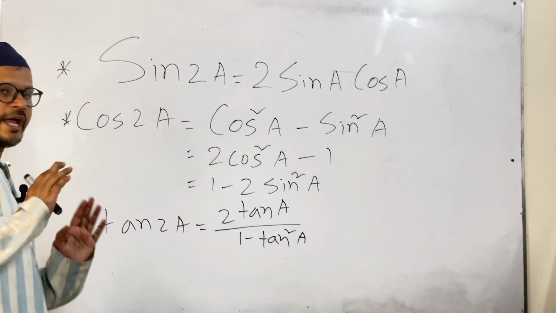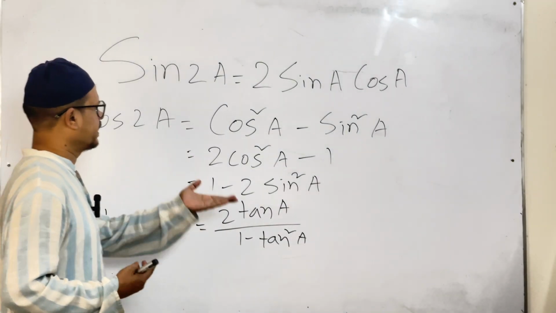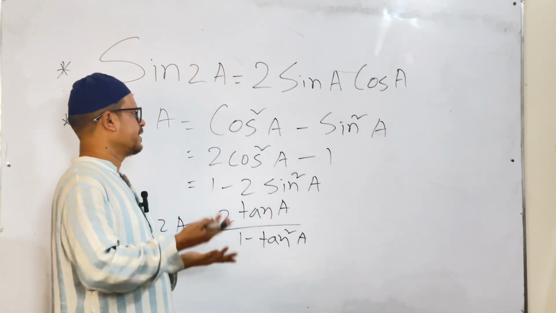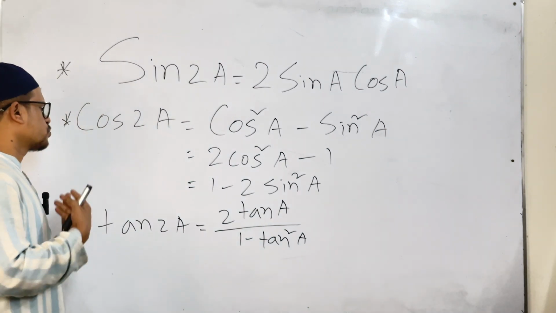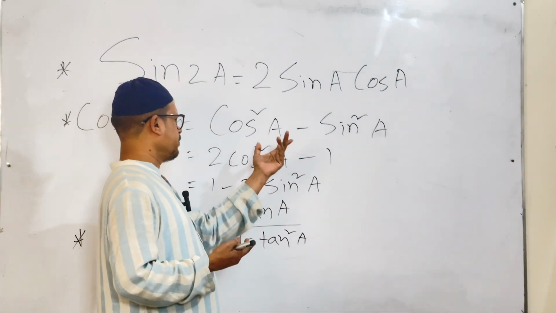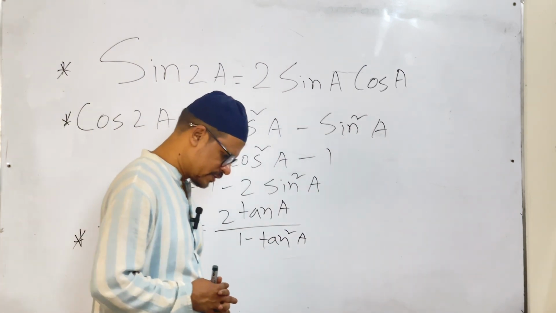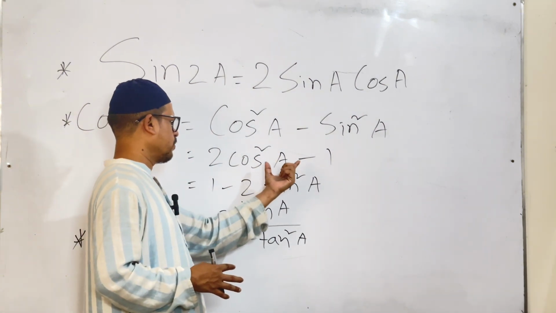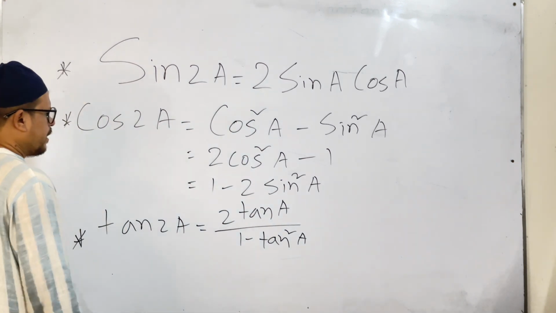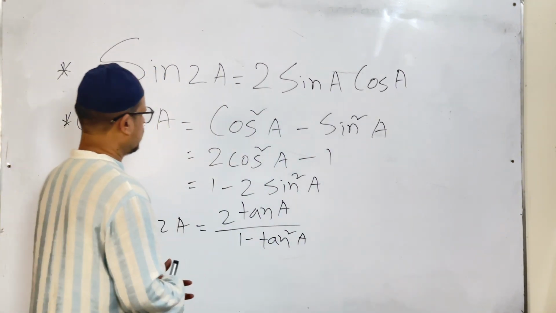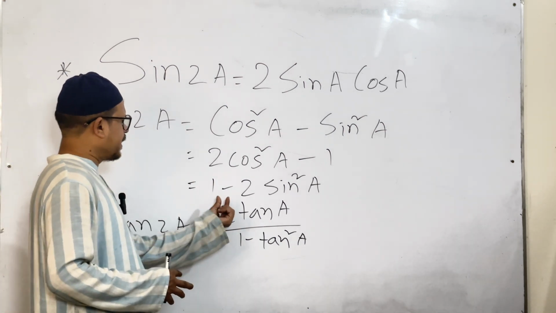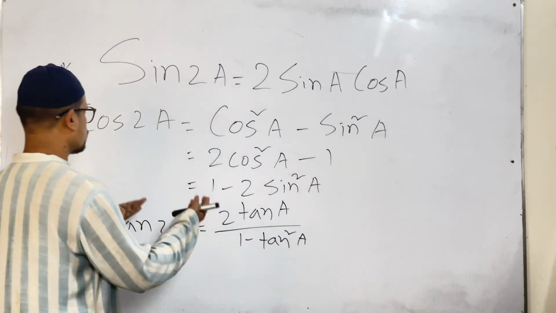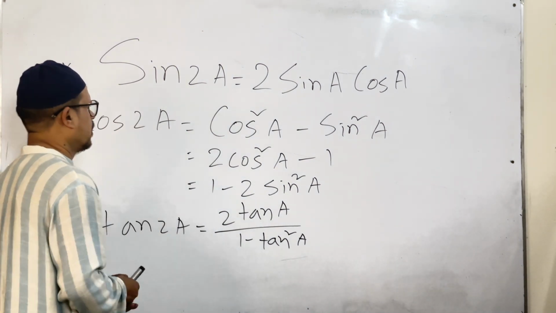Okay, sin 2A equal to 2 sin A cos A. And cos 2A equals cos square A minus sin square A. We can change this and write 2 cos square A minus 1, and we can also write 1 minus 2 sin square A.